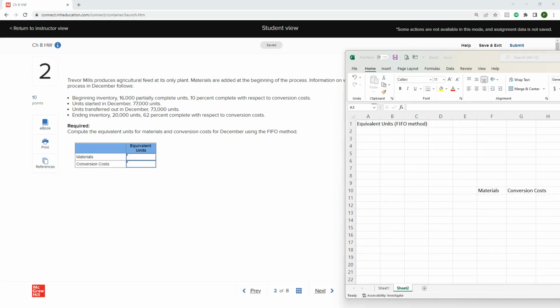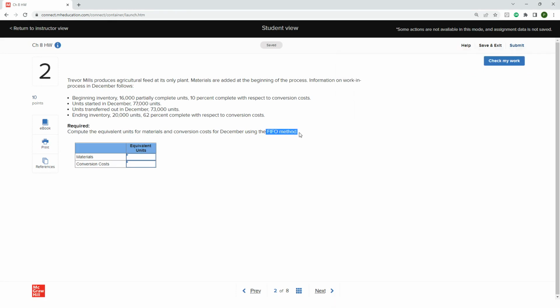Question number 2. This question has the same fact pattern, except now we're going to do the FIFO method. I actually like the FIFO method better because it makes more sense. For the weighted average method, remember that we are looking at the number of items completed and transferred out as our starting figure. But those items could have been created partially in the prior month, and then now they're completed in this month.